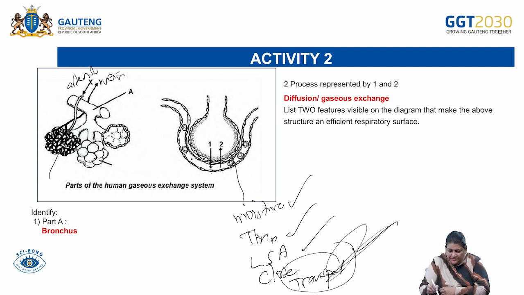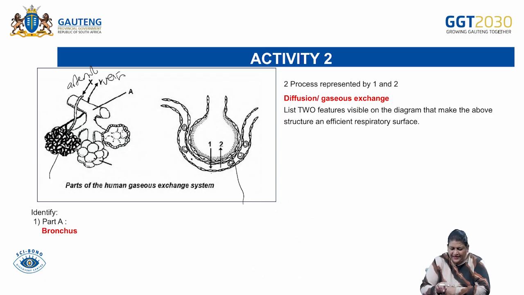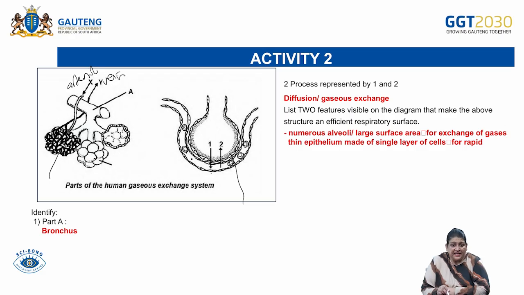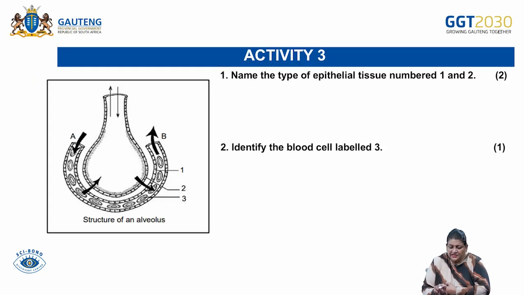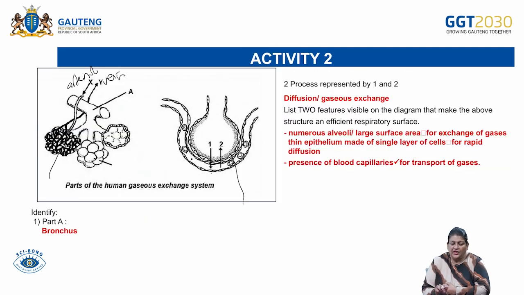Okay, so let's just now take that. List 2 features visible on the diagram that make the above structure an efficient respiratory surface. This question must come in the exam. And we said, you can say many alveoli or alveoli are pouch-like for rapid diffusion of gases or maximum diffusion of gases. Presence of blood capillary serves as a transport method. Okay, we said 2, but you can also talk about, remember, moisture, close contact, blood transport system, large surface area, thin.